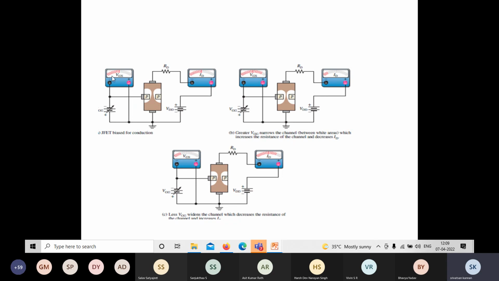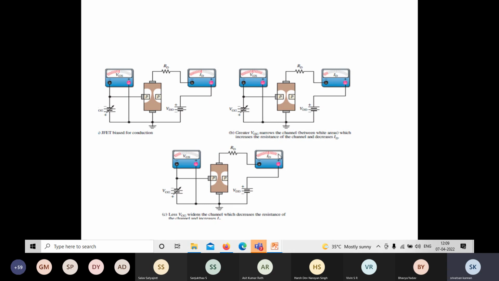For a small gate voltage, we can see the current. So if you increase the gate voltage, what will happen to the drain current? Increase or decrease? The depletion region width increases. You can see the increase in the depletion region. And what about the current? Decrease, sir. Decreased. So if you reduce the VGS further, you can see the corresponding increase in the drain current.